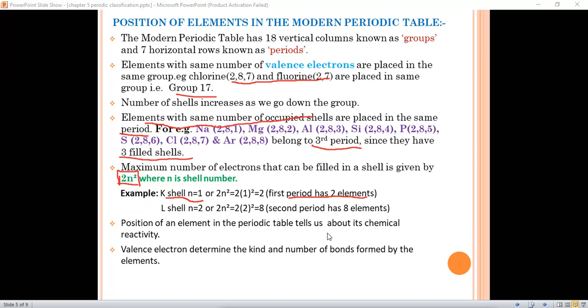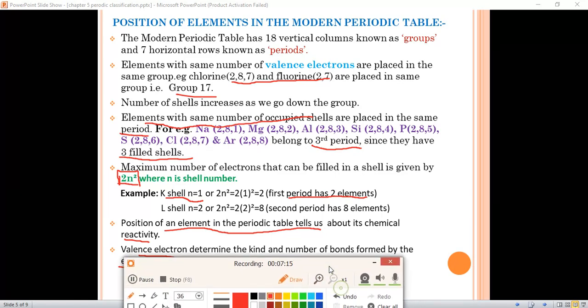The position of an element in the periodic table tells us about its chemical reactivity. As we read the position of the elements in the periodic table, it will tell us about its chemical reactivity also, how reactive or not reactive, less reactive, more reactive, etc. Valence electron determines the kind and number of bonds formed by the elements. Valence electron means the outermost electron. It will also decide how many bonds the element will form.